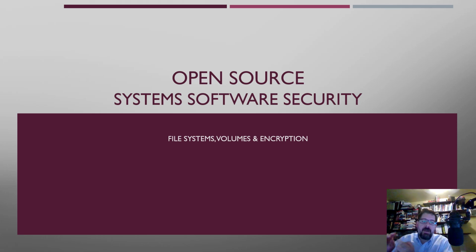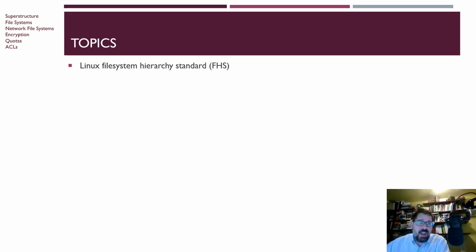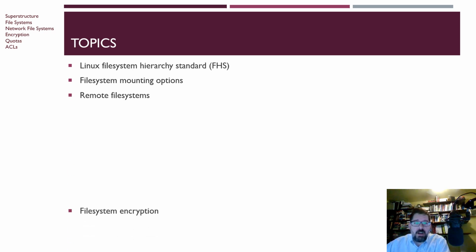In this unit, we're going to talk about file systems, volumes, encryption, partitions, and things like that, even quotas and so forth, and how that affects security for our operating system for Linux. So our topics will be the File System Hierarchy Standard, or FHS, file system mounting options. We'll talk about remote file systems like NFS and SAMBA, and then file system encryption, and finally, file system quotas.